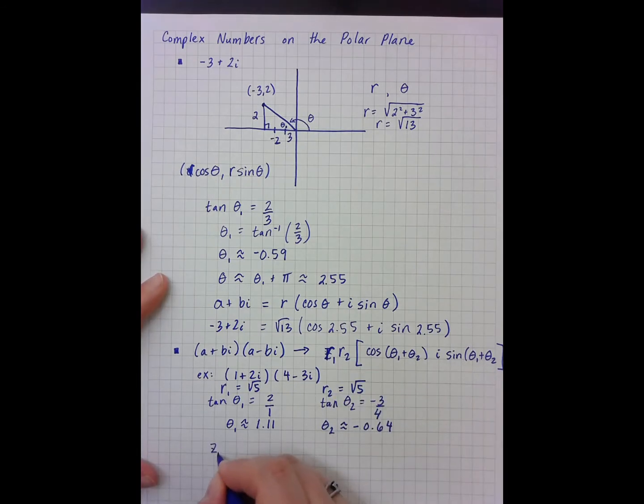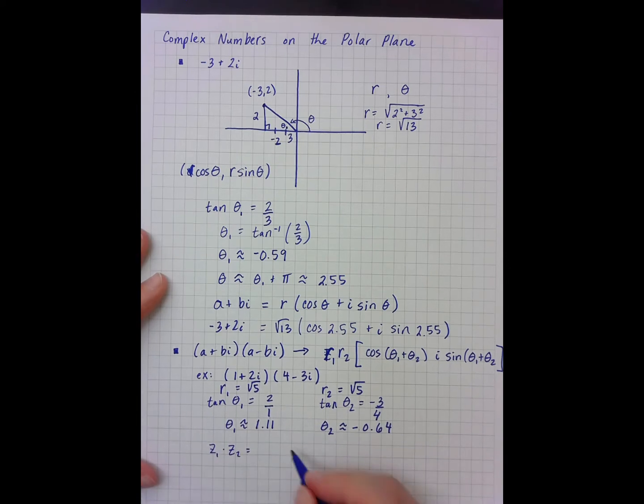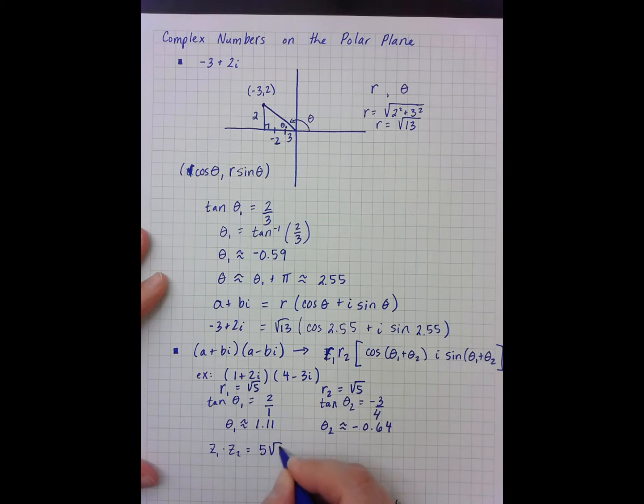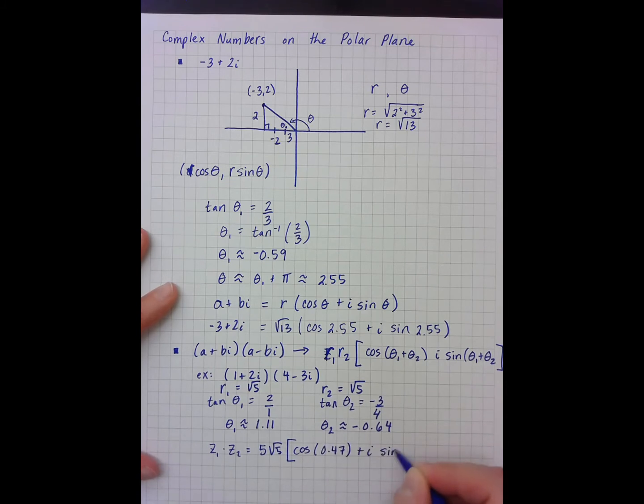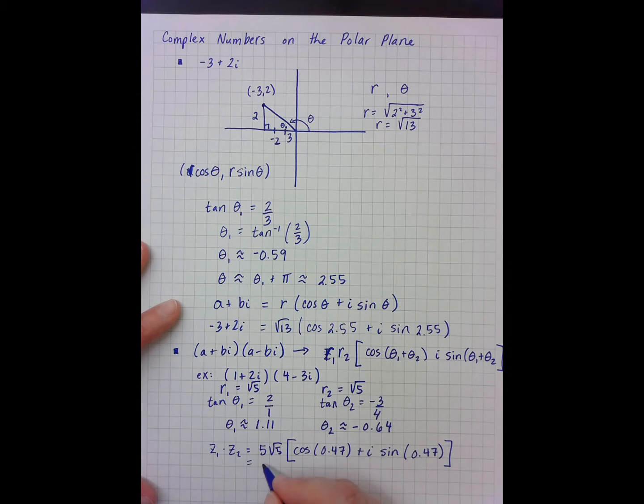So z1 times z2, my two complex numbers being multiplied, is going to be 5 root 5 times cosine of 0.47 plus i sine of 0.47. So that's how I can multiply two complex numbers. And it turns out, again, if I simplified all of this, this should be an approximate, I should end up with approximately 9.97 plus 5.06i.